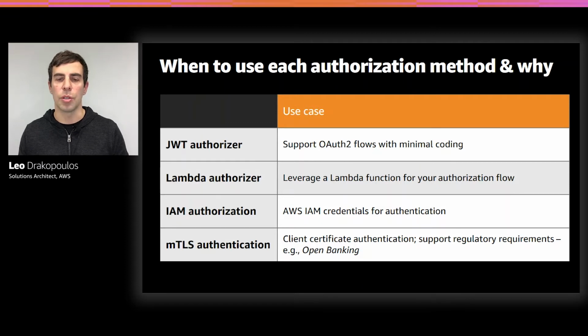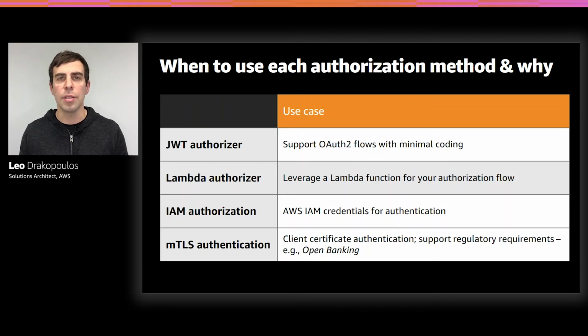With Lambda authorizers, you can leverage a Lambda function for your authorization flow. So you have complete control on how this flow will look because you can code everything within your Lambda function. So if you want to have this level of control, this approach is very good for that option. In terms of IAM authorization, you will use AWS IAM credentials for authentication. And for mutual TLS authentication, it's all about providing a client certificate for authentication.